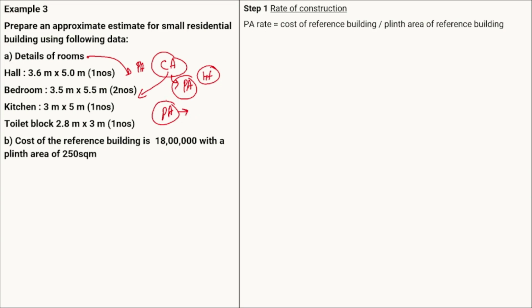Now to calculate the rate of construction, we have the cost of the reference building and the plinth area of the reference building. So we can calculate the plinth area rate as the cost of the reference building divided by the plinth area of the reference building. The cost is given as 18 lakh and the area as 250 square meter. So the plinth area rate equals 18 lakh divided by 250, which gives 7200 rupees per square meter.